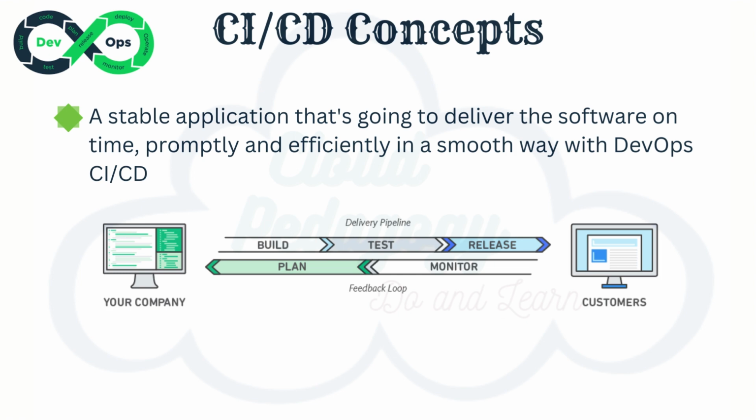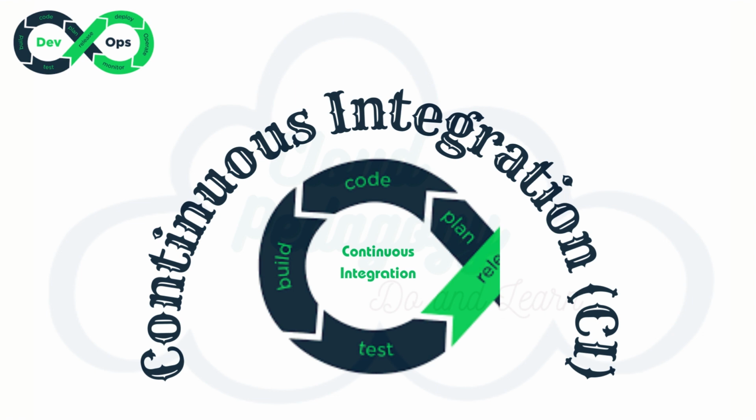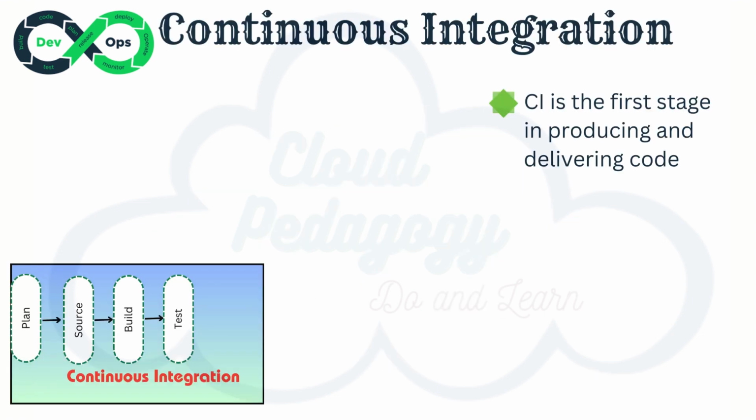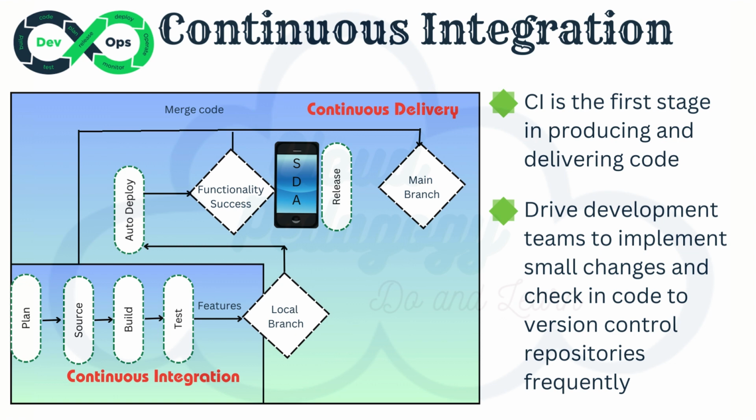Now, with DevOps, we talked about the necessity of integrating those teams, like development and operations, and our CICD concepts are going to smooth that process. So, what is continuous integration? Continuous integration can be considered as the first stage in producing and delivering code. In software engineering, continuous integration is the practice of merging all developers' working copies to a shared main line several times a day. Basically, it's a coding philosophy and set of practices that drive development teams to implement small changes and check in code to version control repositories frequently.